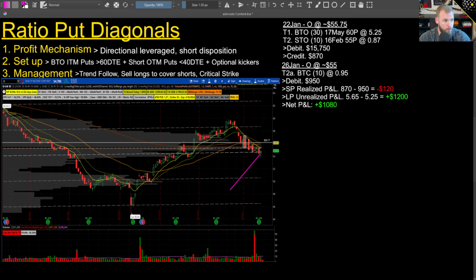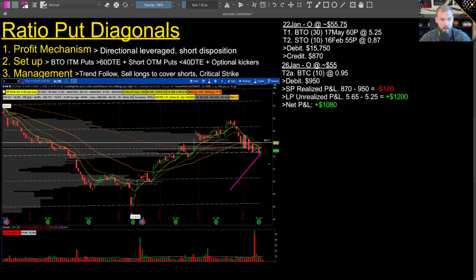So we fast forward time. Here is essentially the day after, and we see this candle. What do you guys think? Do you think I should sell more short puts here? Should I not sell more short puts? Any thoughts? Throw them in the comments.